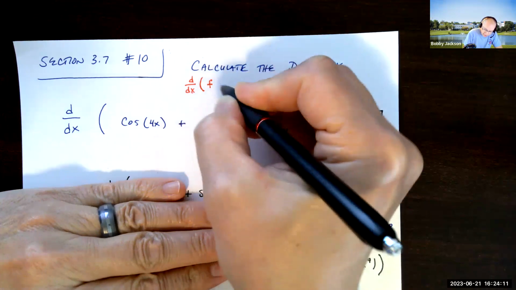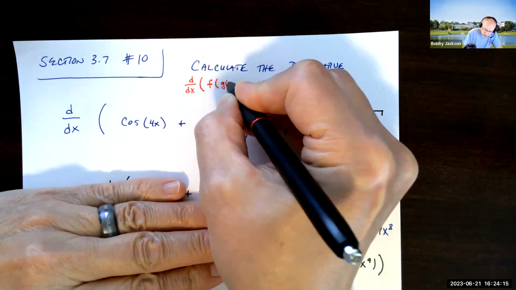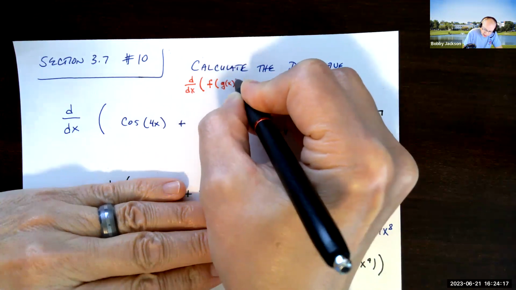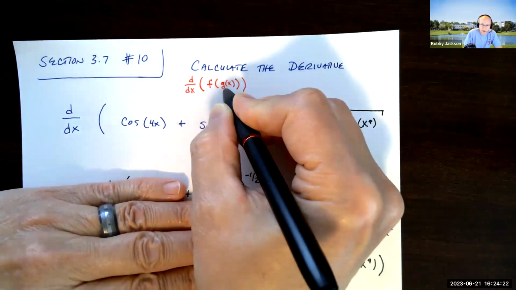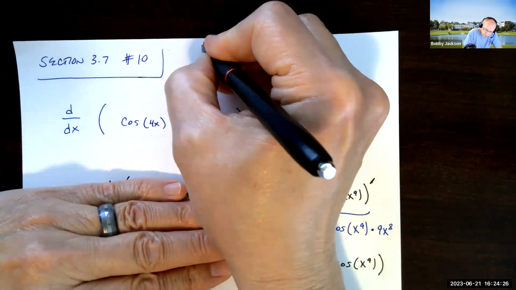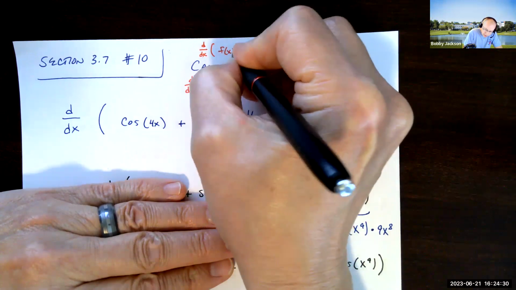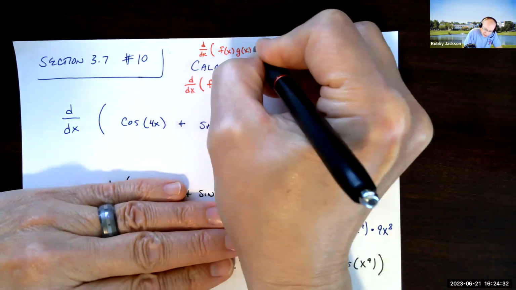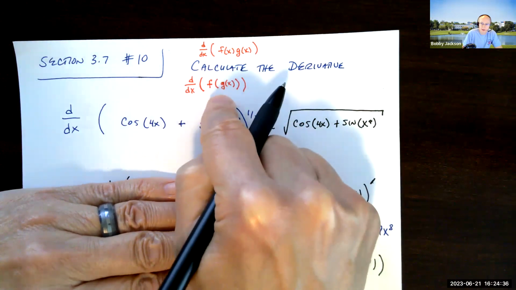In other words, I have f being an outer function of, say, g of x. So g is the inner function. This is not f times g. This is not a product rule. You have to differentiate between the product rule, which would look like that. All right, that's the product rule. So that's different than the chain rule here.